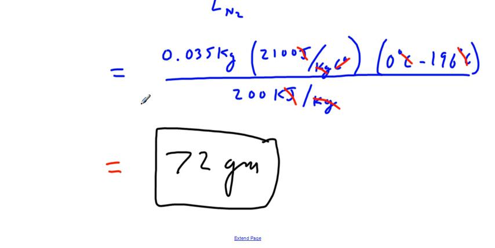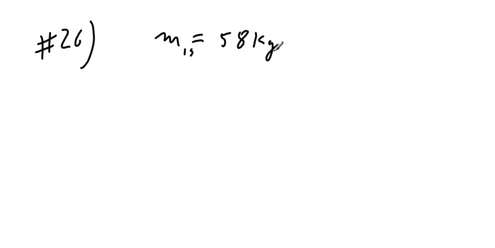Okay, number 26. A 58 kilogram ice skater. Okay, so I've got the mass of my ice skater, 58 kilograms, moving at 7.5 meters per second to a stop. So we're going 7.5 meters per second, and I'm going to zero. Assuming the ice is at 0 degrees and that 50% of the heat generated by friction is absorbed by the ice, how much ice will melt?